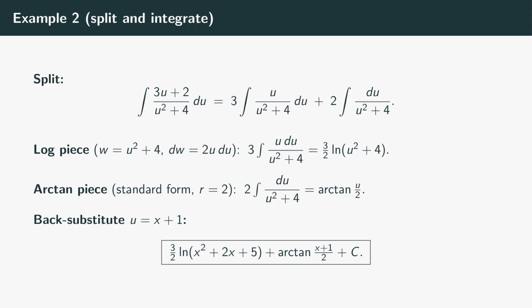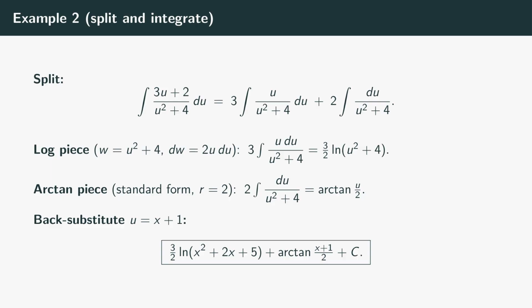Split the integral into 2 halves. 3 times the integral of u du over the quantity u squared plus 4, that's the log piece, plus 2 times the integral of du over the quantity u squared plus 4, that's the arctangent piece. Log piece first. Substitute w equals u squared plus 4, so dw equals 2u du, meaning u du equals dw over 2. The integral becomes 3 times the integral of dw over 2 over w equals 3 halves the natural log of the absolute value of w equals 3 halves the natural log of u squared plus 4. Absolute value drops because u squared plus 4 is always positive.